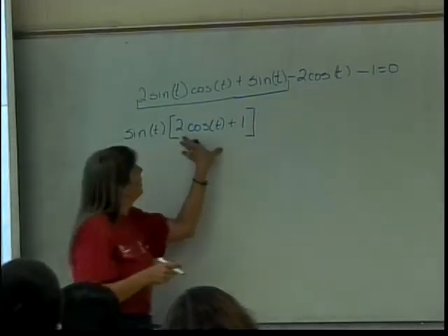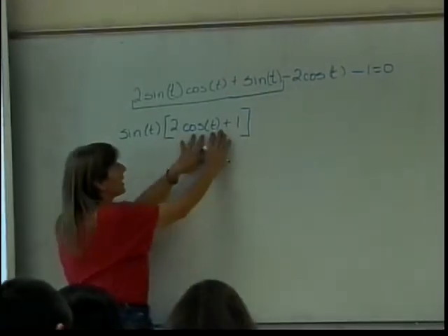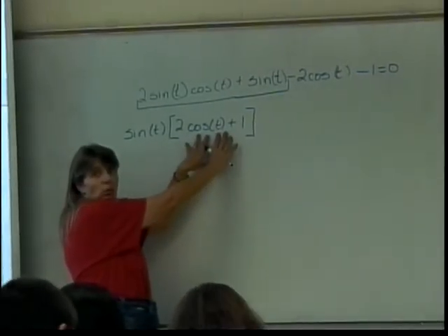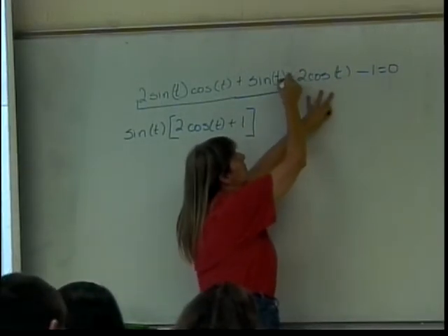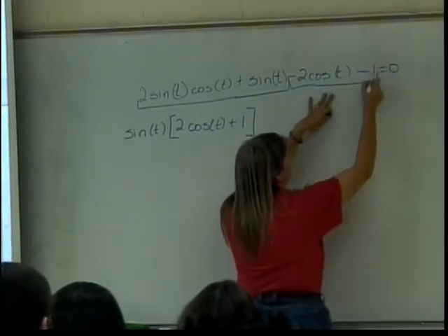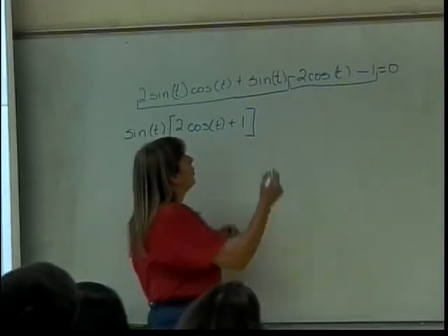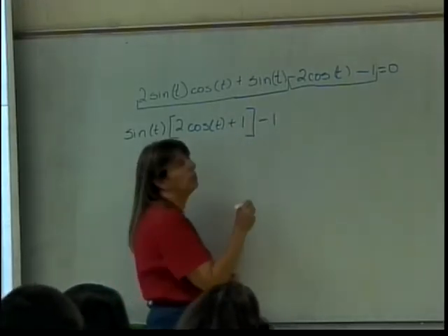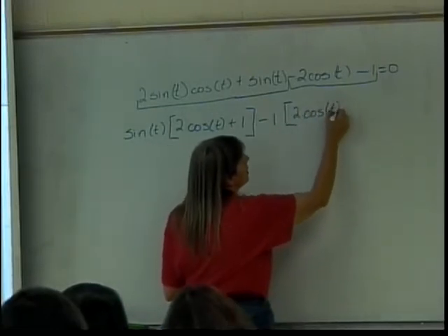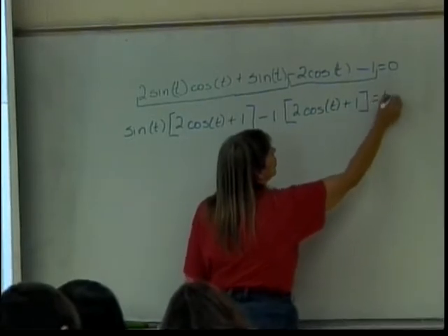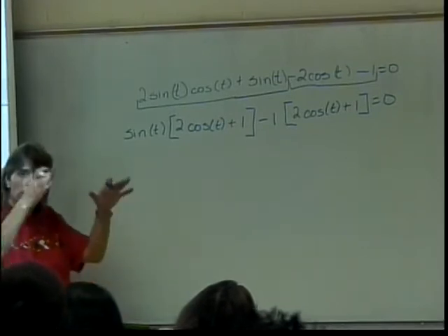Now, basically, when you're doing this, you're looking to end up with this second piece having exactly that same thing in it when you do a little factoring. Well, what would I need to factor out of these 2 pieces in order to end up with 2 cosine t plus 1? The negative 1. So I can pull out negative 1, and then I will have a 2 cosine of t plus 1 equals 0.